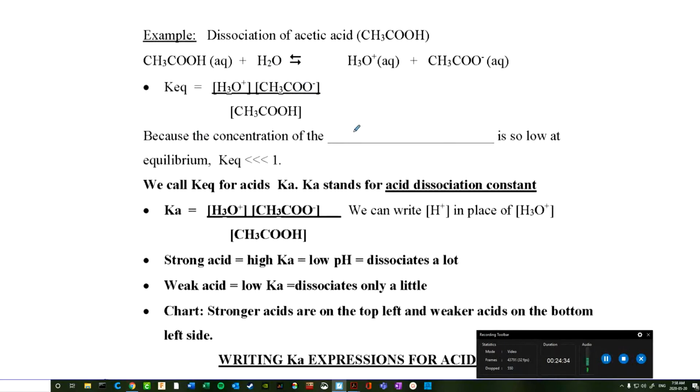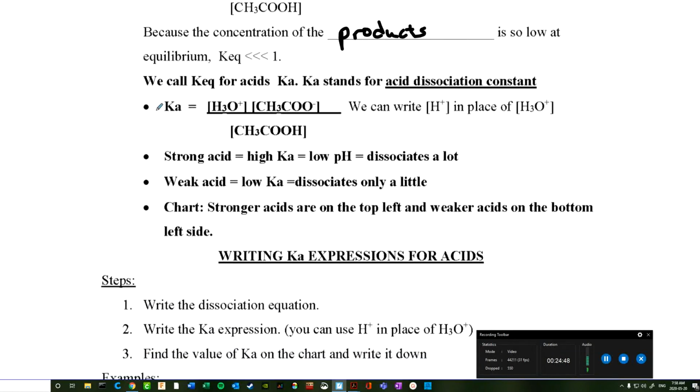So because the concentration of the products is so low at equilibrium, for your weaker acids, your KEQ is much, much less than 1. Okay, so let's make a specific K constant for acids, and we're going to call that Ka. Ka stands for acid dissociation constant. So you set it up in the same way you'd set up any KEQ formula, concentration of products over concentration of reactants, but we're going to replace the hydronium ion with just the hydrogen ion.